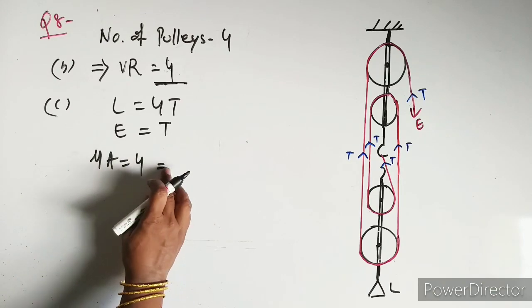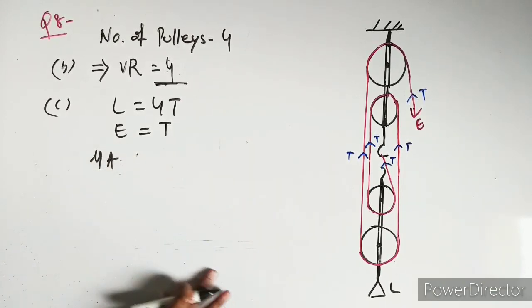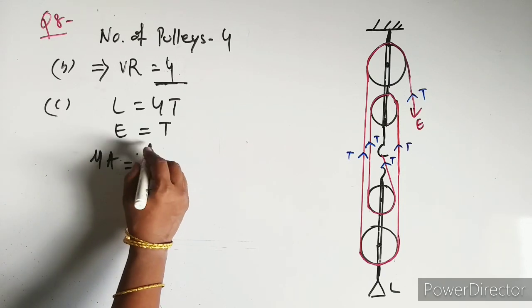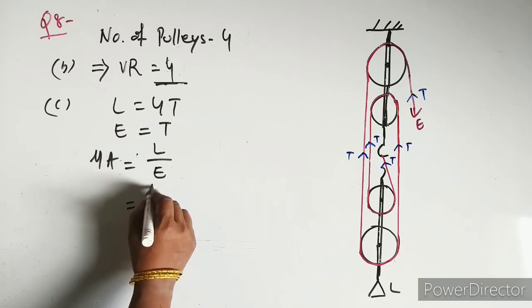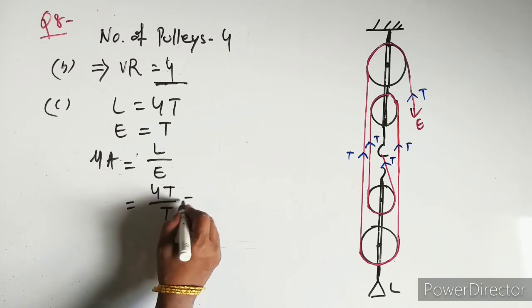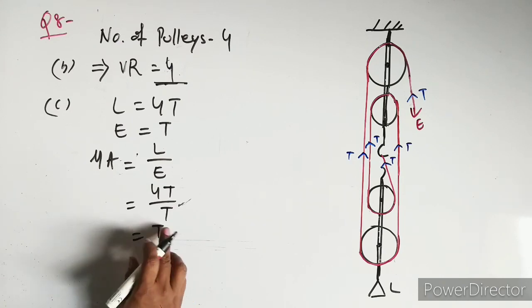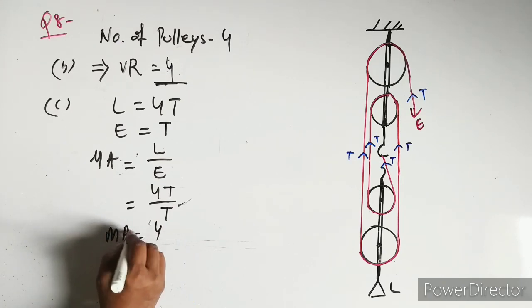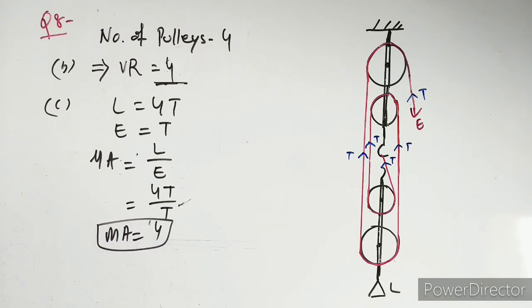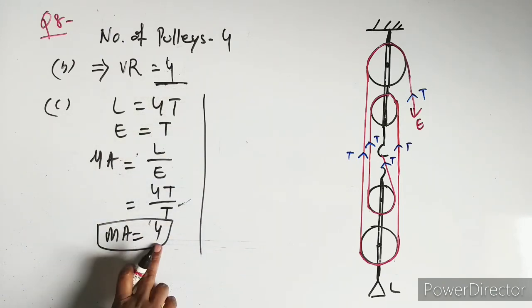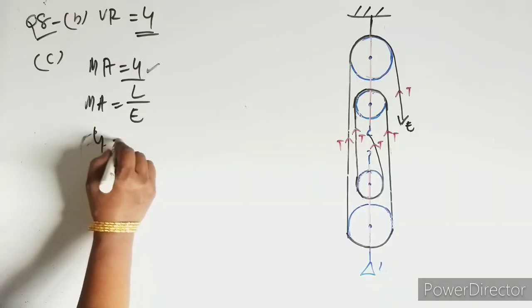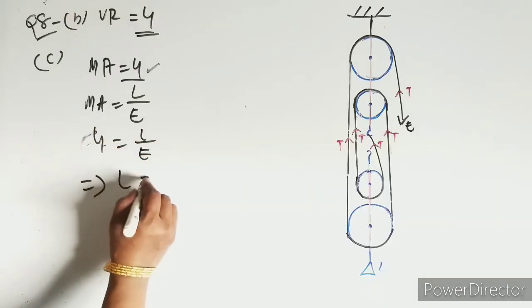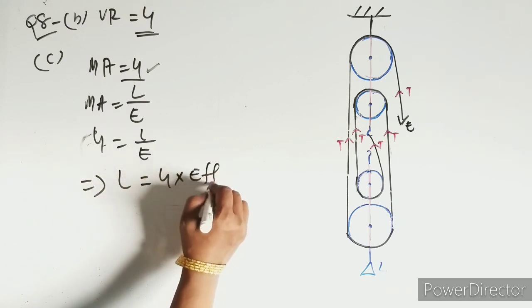So here mechanical advantage equals load by effort. So 4T by T equals 4. So mechanical advantage we are also getting as 4. Clear? This shows that VR equals 4 and MA equals 4. So as 4 equals load by effort, it implies load equals 4 times effort.